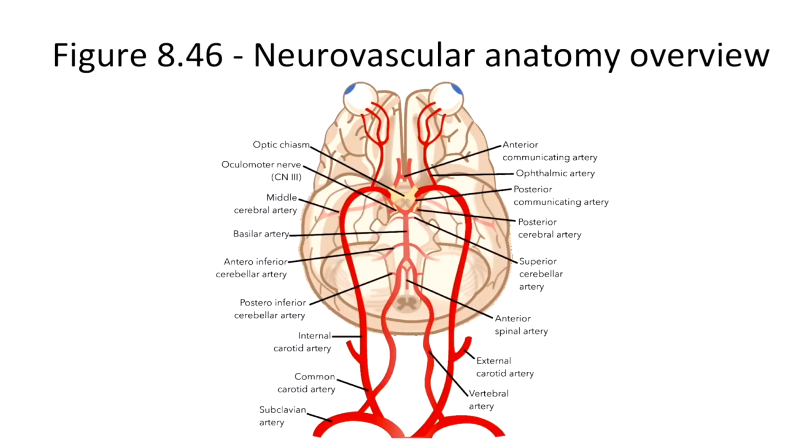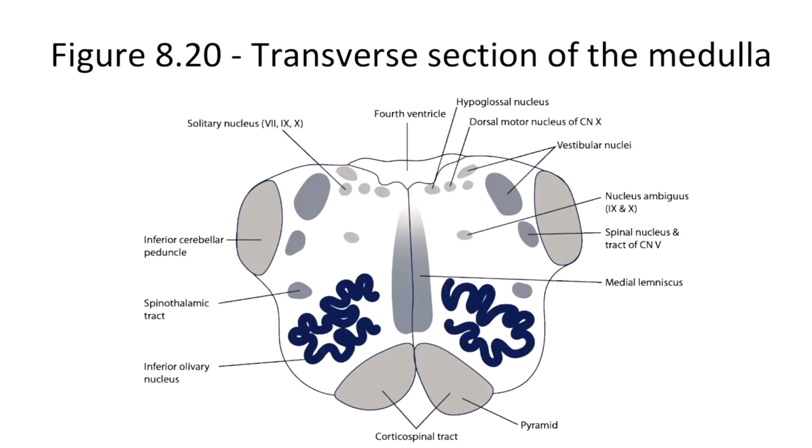From figure 8.46, we can see that the posterior inferior cerebellar artery, or PICA, is right here. Notice how this artery wraps around the lateral aspect of the medulla. Also notice that the PICA is a direct branch of the vertebral artery. This is why when the vertebral artery or the PICA are occluded, the lateral medulla becomes ischemic. From figure 8.20, which shows a transverse section of the medulla, we can more clearly identify the structures that would be damaged in lateral medullary syndrome.